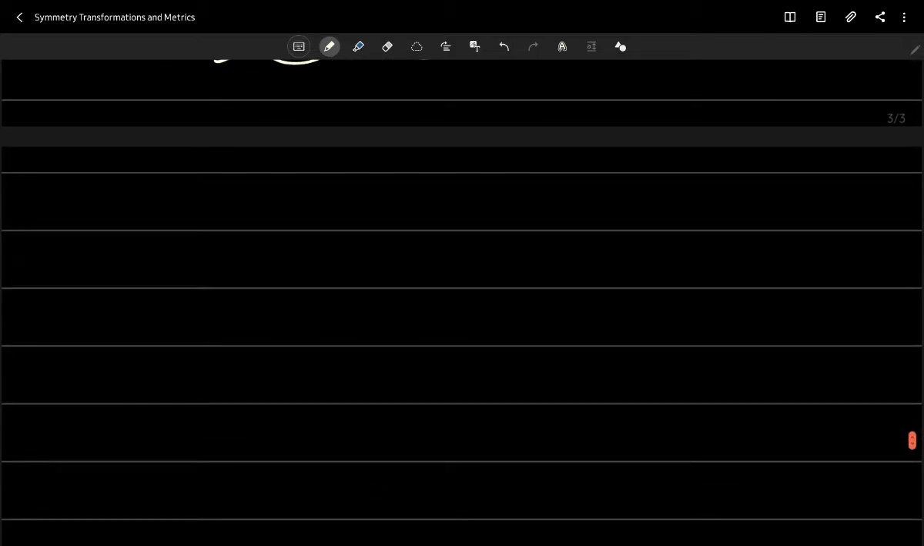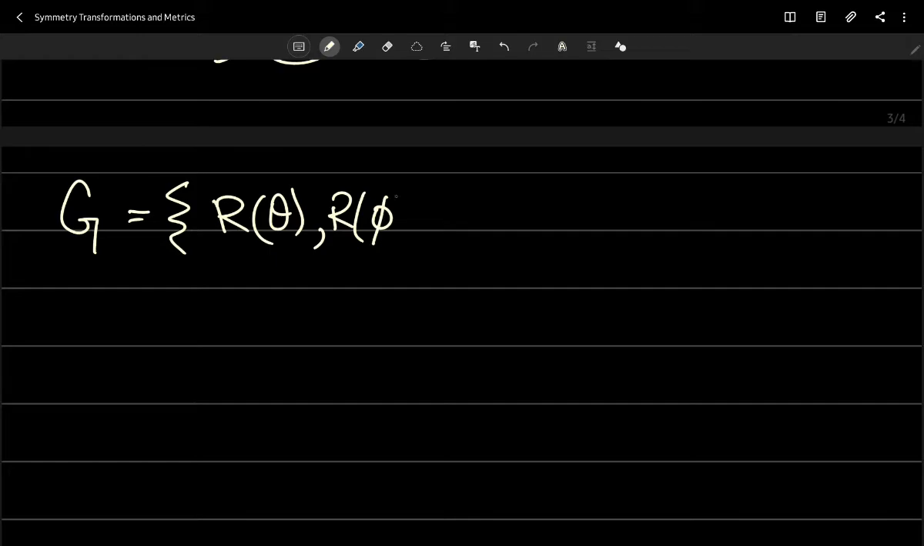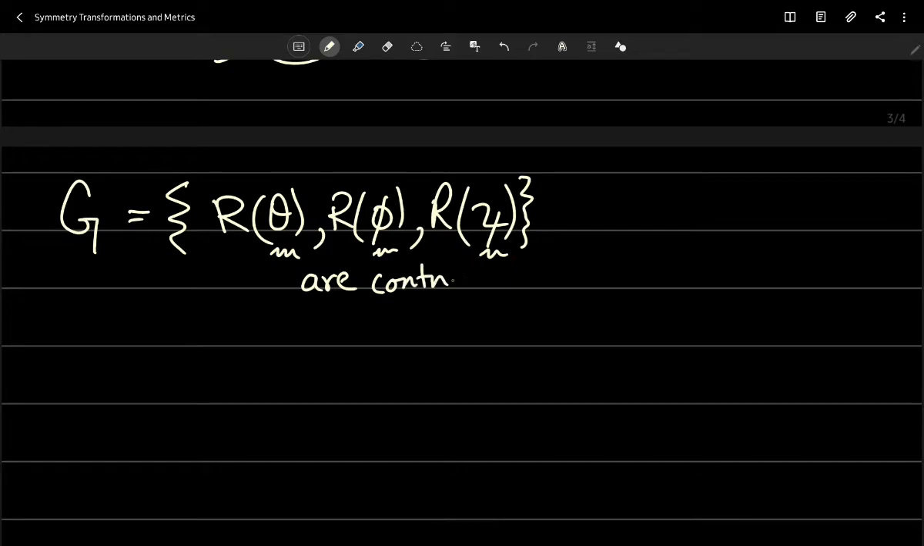And so then what we can say is we could have a group, that is a set of rotations with angle theta, rotations with some angle phi, and rotations with some other angle, let's just say psi. Let's represent another angle with psi. Now here these theta, phi, and psi are all continuous parameters, right?